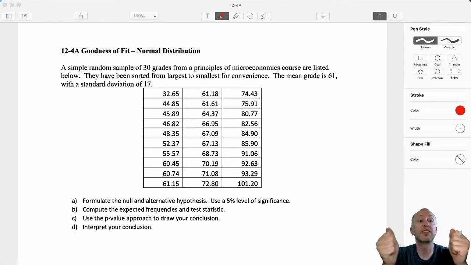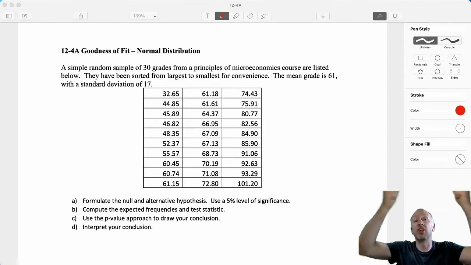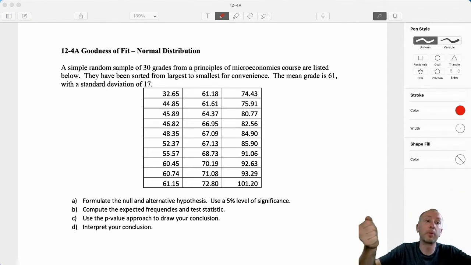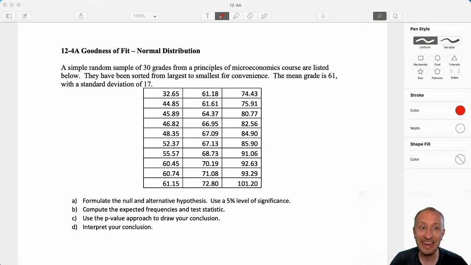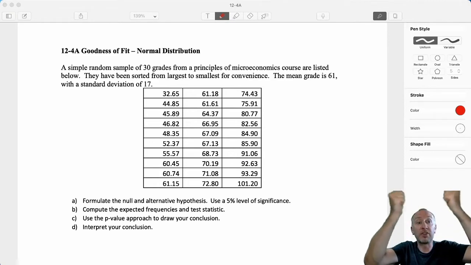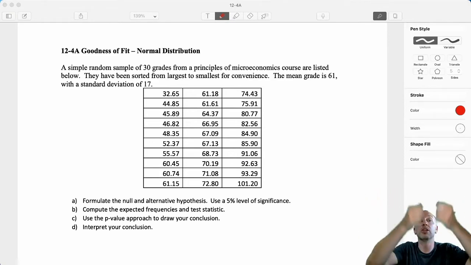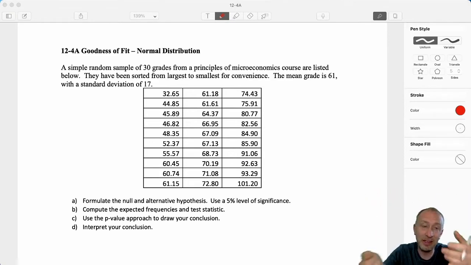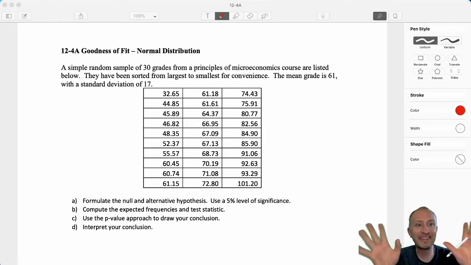If what we observe is very close, the difference is very small, well then that's going to give rise to a small test statistic. If those differences are large between what we observe and what we would expect if the null were true, then that gives rise to a large test statistic. As an upper tail chi-squared test, if those differences are large, that gives rise to a large chi-squared test statistic, which may or may not bring us into that rejection region. So, all of that's the same.